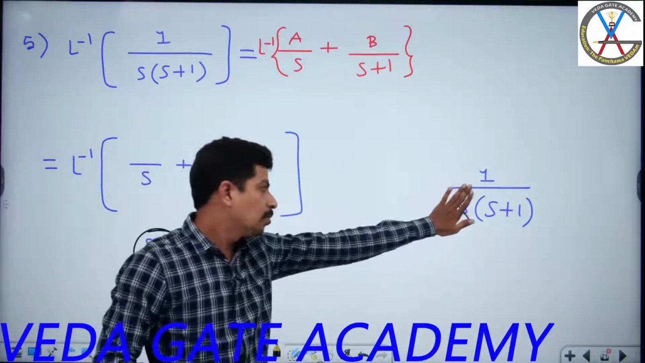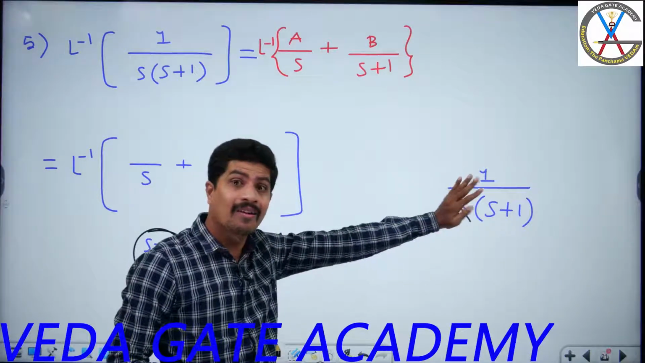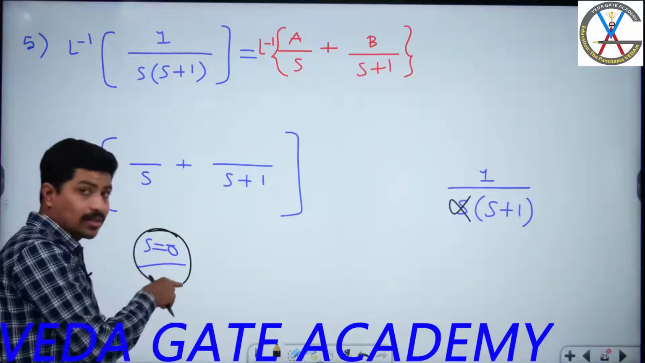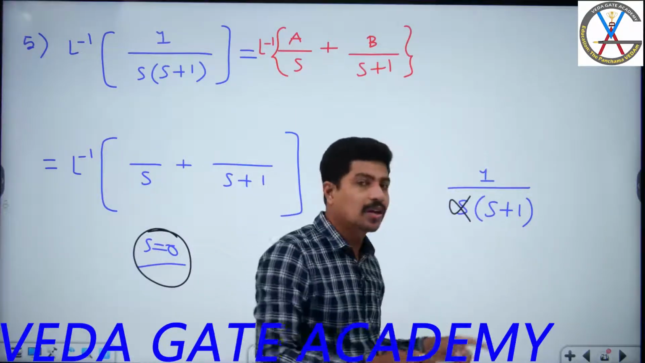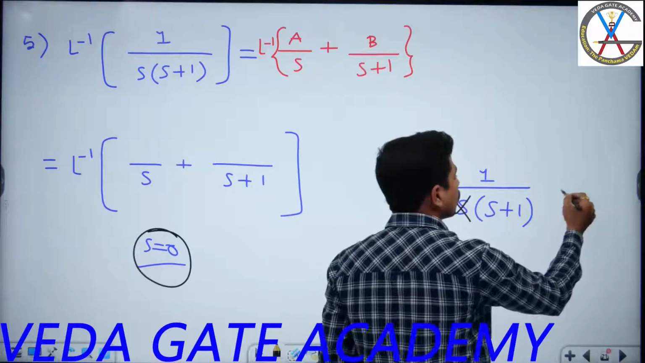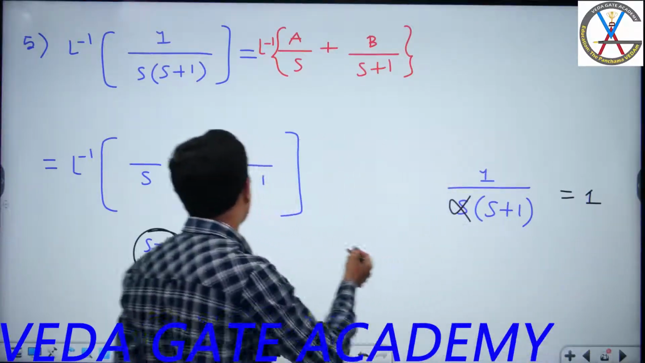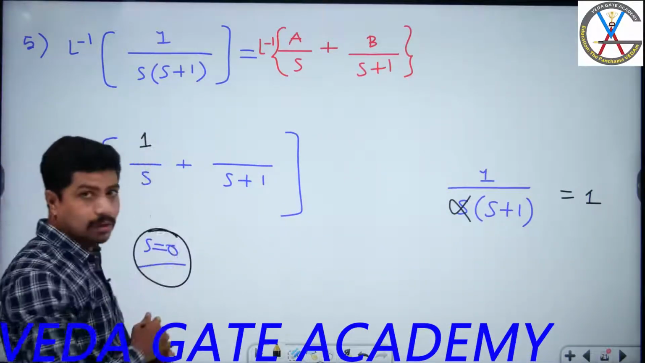So first of all, mask it. Imagine that is not there. Make that equal to 0. You got S is equal to 0. Substitute that one in the remaining function. How much am I going to get? 1 by 0 plus 1. How much is it? 1. So A is equal to 1.